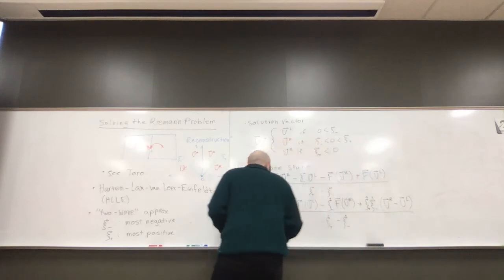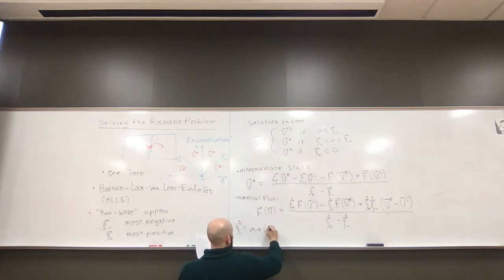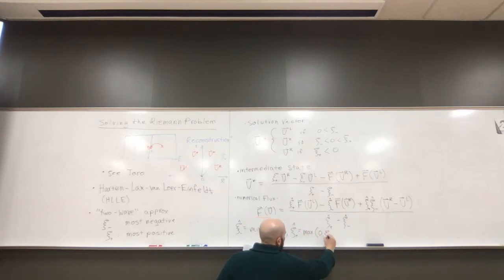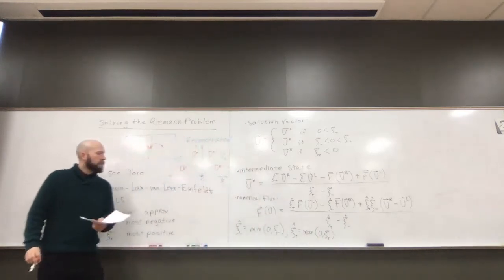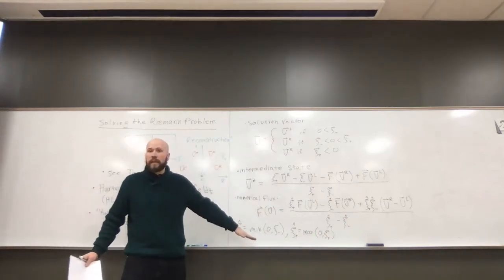And these hats are just limited characteristic speeds, by which I mean ξ minus hat is equal to the min of 0 and ξ minus. And likewise for ξ plus, hat is the max of 0 and ξ plus. Sorry about that. But you get the point. So now that's HLLE. That's it. That's how you get the flux.